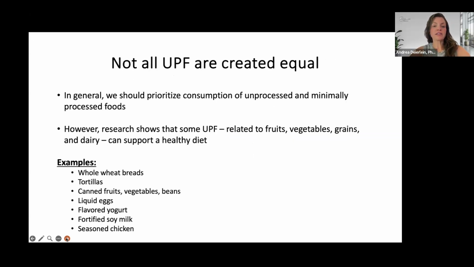But I think it's important to realize that not all ultra processed foods are created equally. And research does show that some ultra processed foods, especially those that are related to fruits and vegetables and grains and dairy, can support a healthy diet. So thinking about whole wheat breads that you might buy at the store, tortillas, liquid eggs, some flavored yogurts, as long as they don't have too much added sugar in them, fortified soy milks, as well as other plant-based milks, as well as maybe some chickens or meats that might already have prepared seasoning on them. So these can still be considered part of a healthy diet.